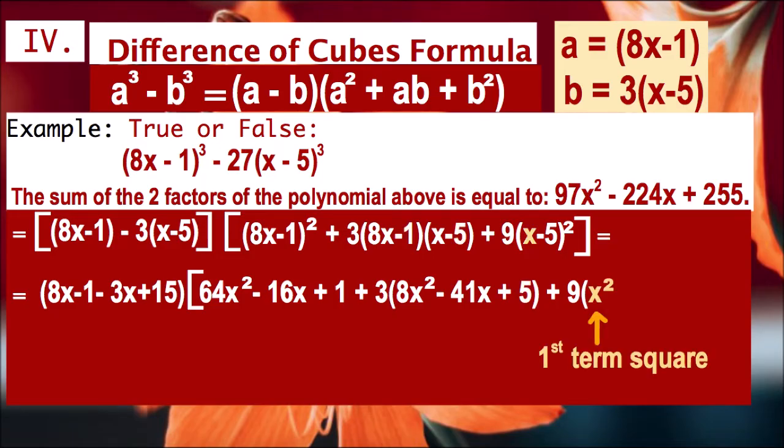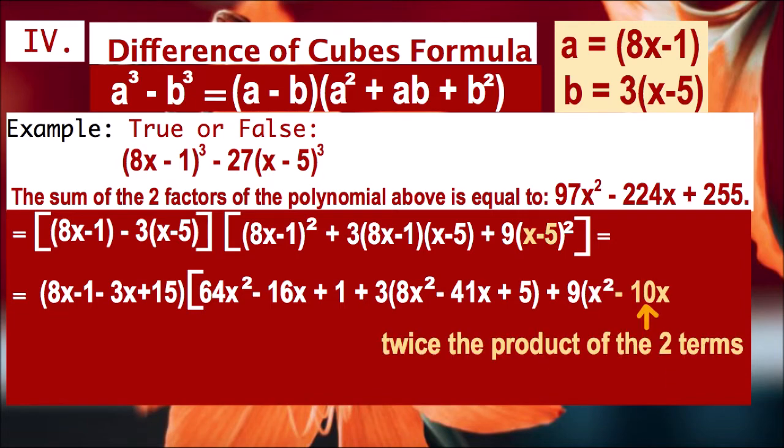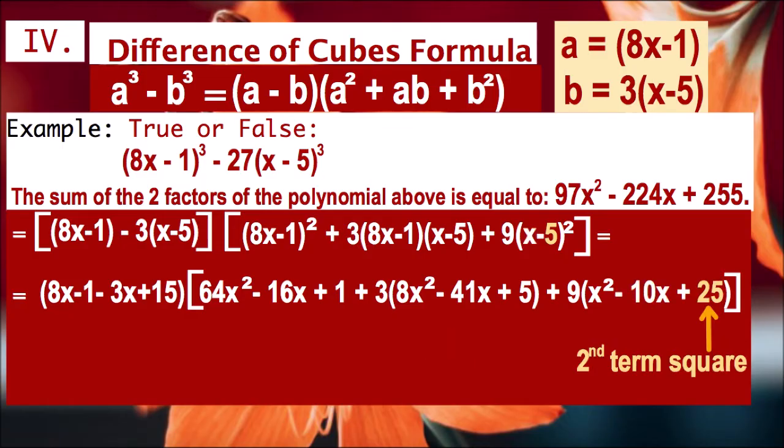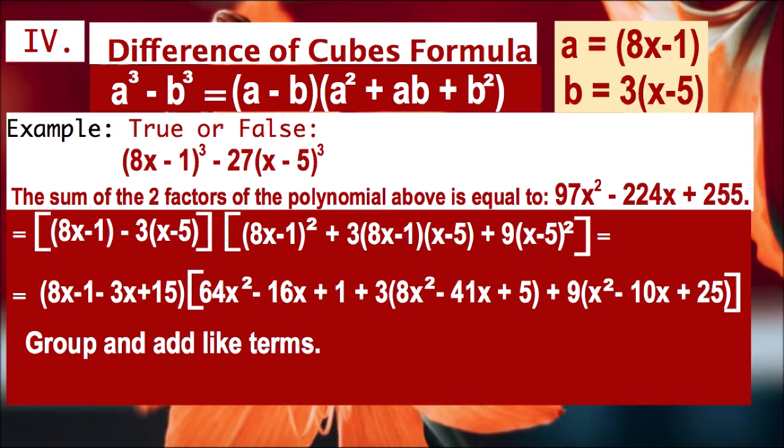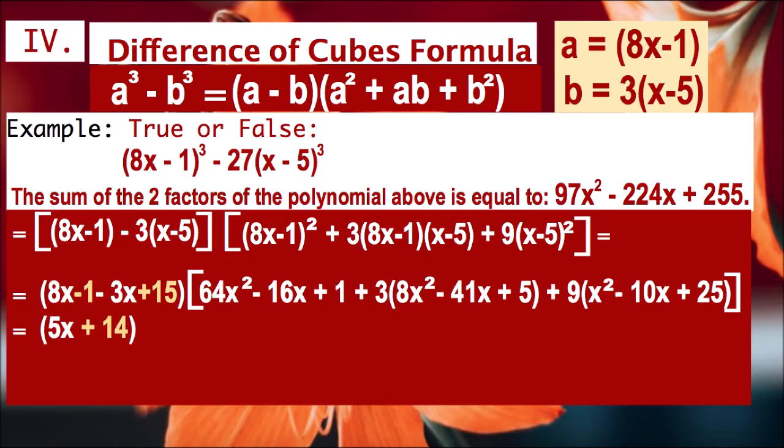And then we continue on and expand the final term. 9 times the quantity of the first term squared, x squared. Then twice the product of the two terms, x times negative 5 times 2, resulting in negative 10x, plus the second term squared, which is 25. Then we can group and add like terms. The quantity 5x plus 14.